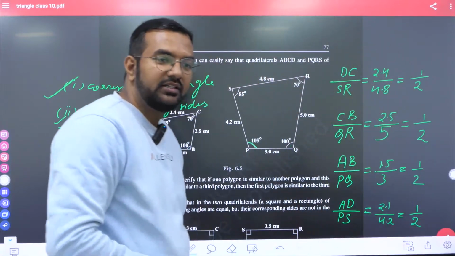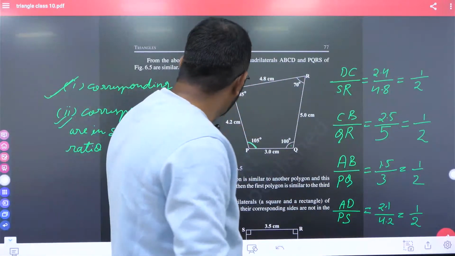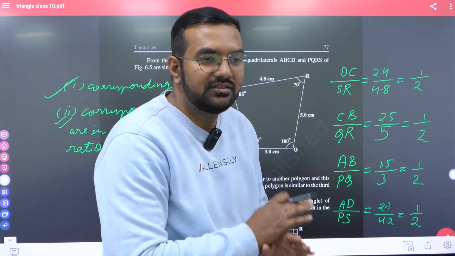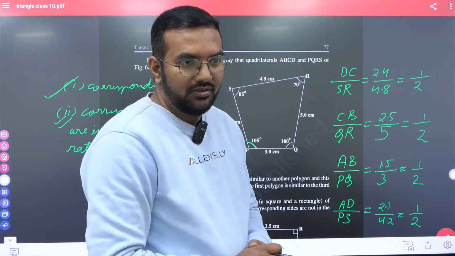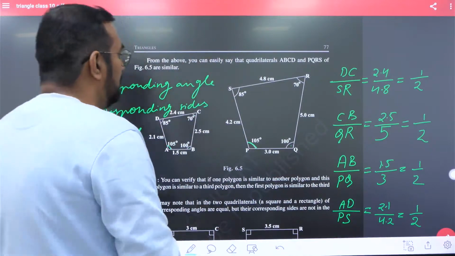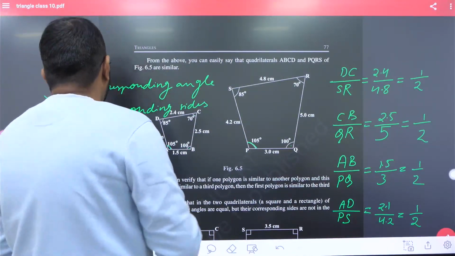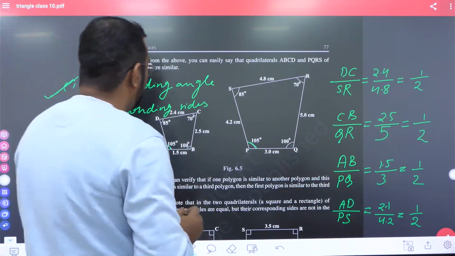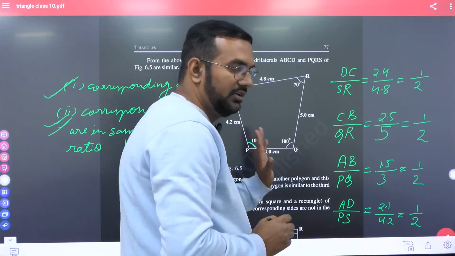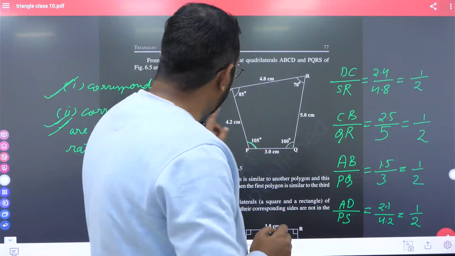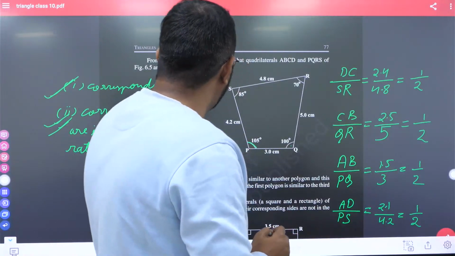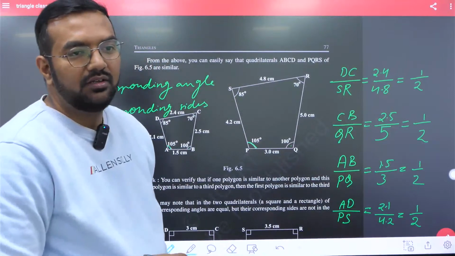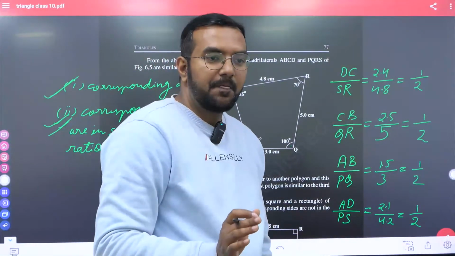So we can say that these sides are proportional, which means they are in the same ratio. So the second criterion is also fulfilled here. We can say that these two figures are similar. Their corresponding angles are equal and their corresponding sides are in the same ratio.